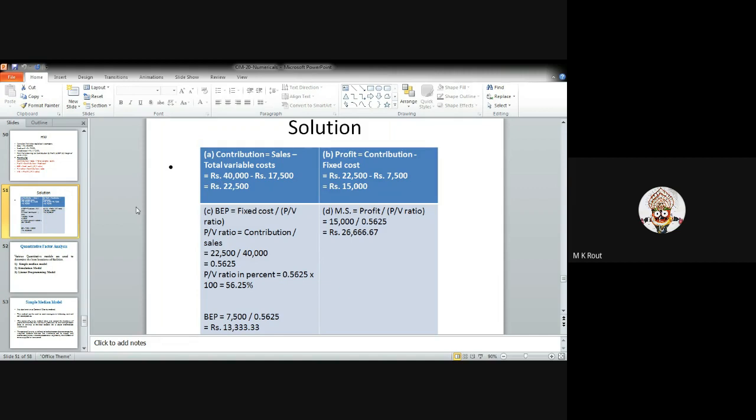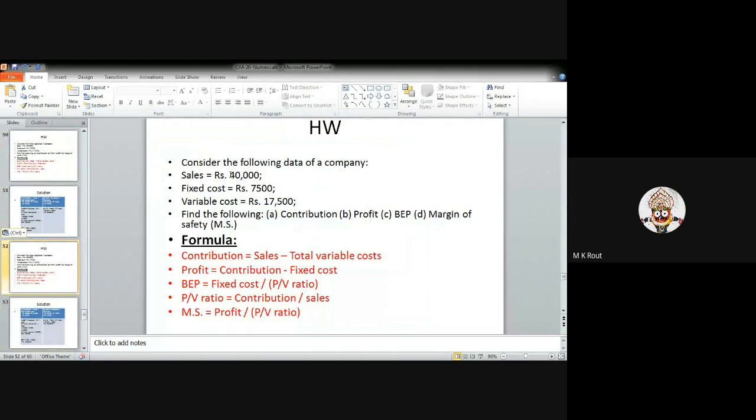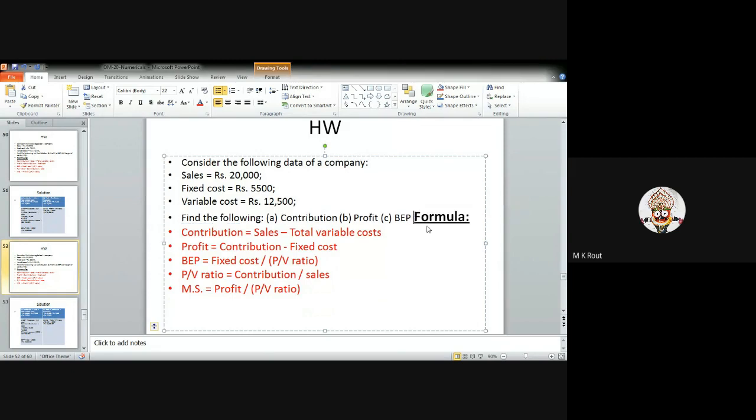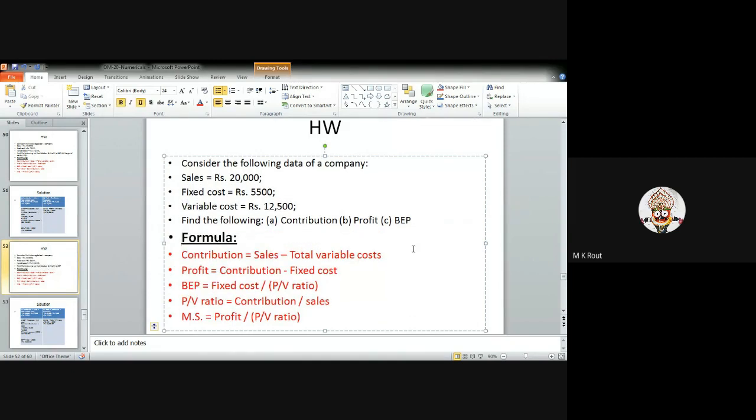I will just modify some data in the previous one. Just note down these. Calculate the following. You do not calculate this one, only calculate this. Calculate contribution, profit, and break-even point analysis, or break-even point.